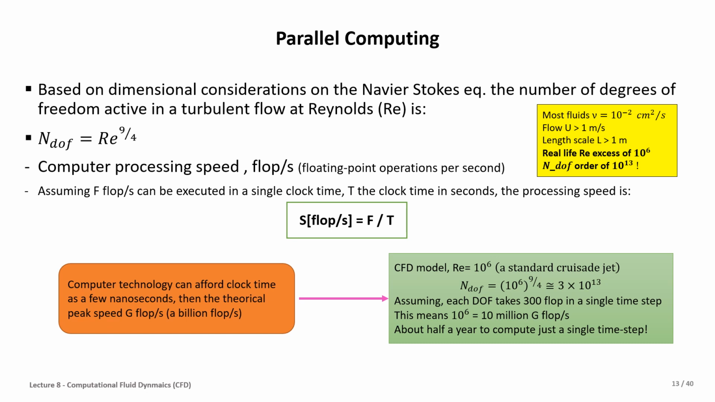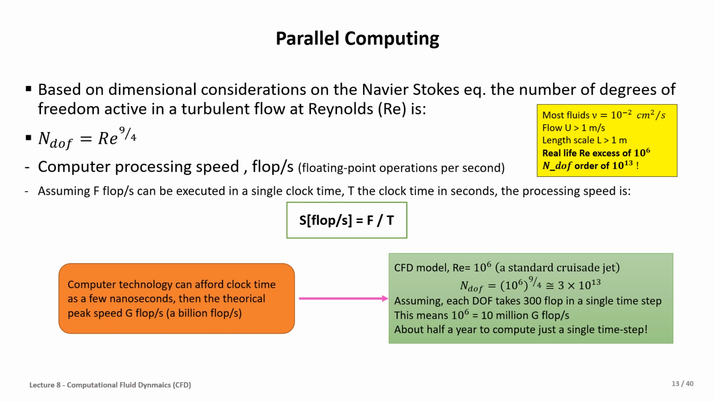For example, most fluids have this feature of viscosity, with velocity larger than 1 meter per second, and the length scale also 1 meter. And usually the Reynolds number for turbulent flow exceeds 10 to the 6. So the number of degrees of freedom is 10 to the 13. This is the order of the degrees of freedom.